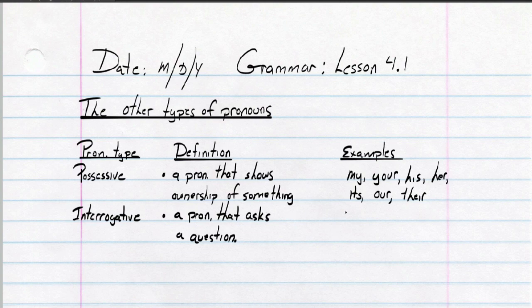So let's give some examples here of interrogative pronouns. These would be who, whose, whom, also which, that, and there are others, but we'll stop there. Who, whose, whom, which, that. These are the ones that ask questions. Who are you, for example?